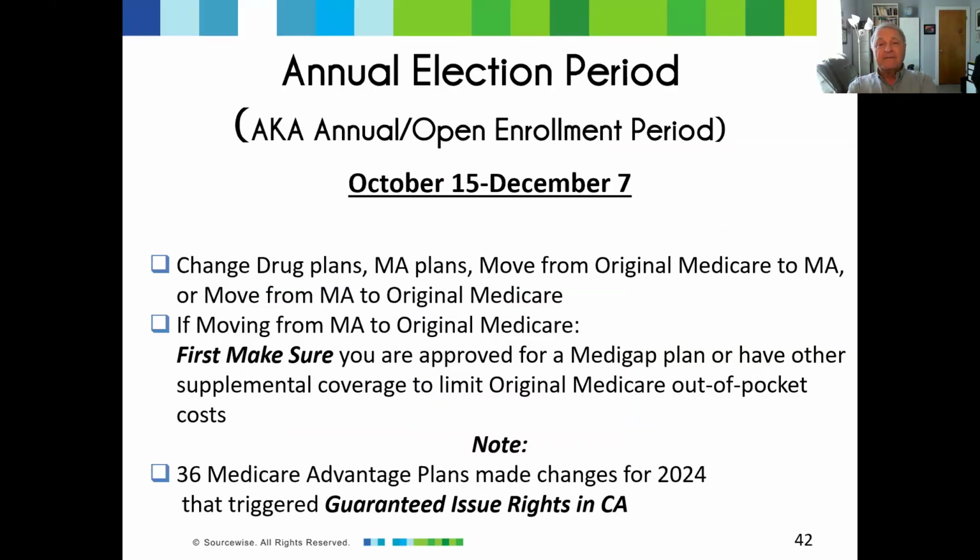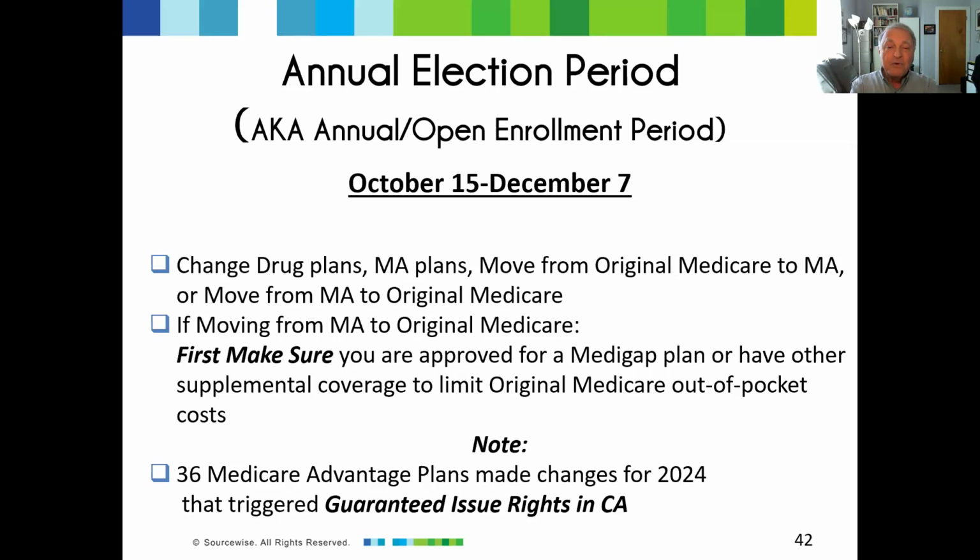Now, people do have opportunities to make some changes in their Medicare coverage. Each year, Medicare has an annual open enrollment period. It's also called an annual election period. It's in the last quarter of the year, and it runs from October 15 to December 7. That's a time when you can move from one Medicare Advantage plan to another, move from original Medicare to Medicare Advantage, or move from Medicare Advantage to original Medicare. You can change prescription drug plans. And these changes then would become effective the following January 1.